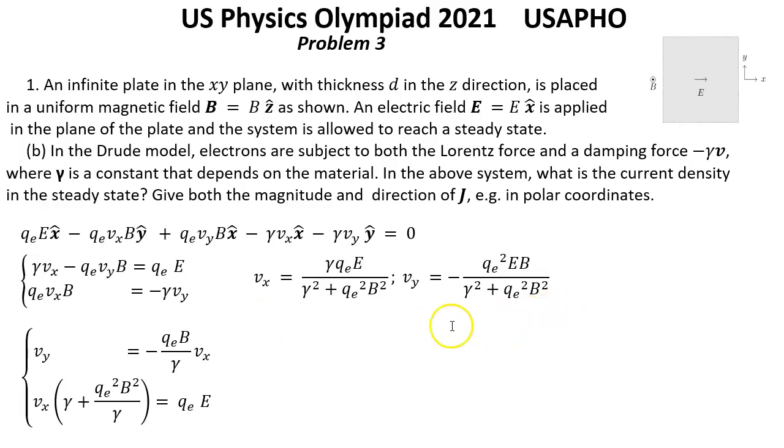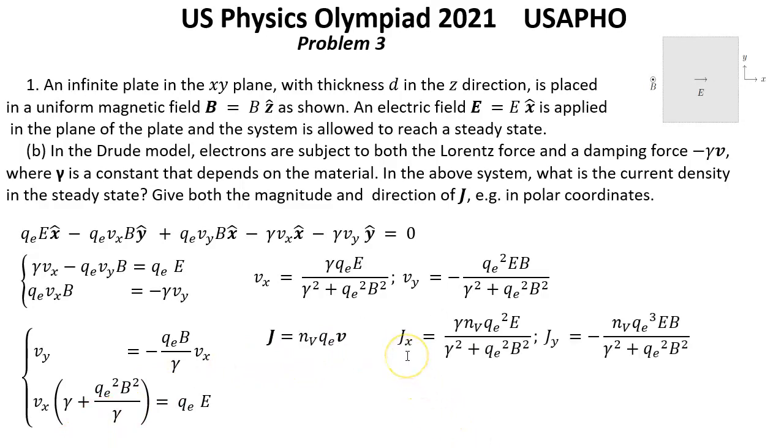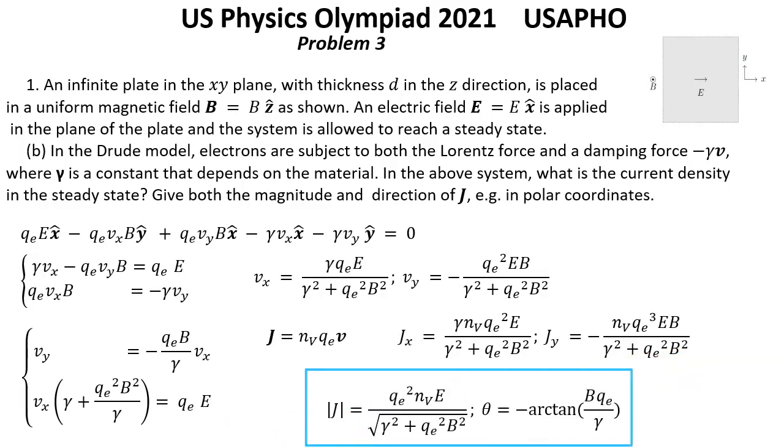Now, expressing J through v, we can find that Jx equal this one and Jy equal this one. Then, as requested, we can compute the magnitude and the direction. In polar coordinates, that will be this one. This is magnitude, this is angle theta. So that was the solution for question B.